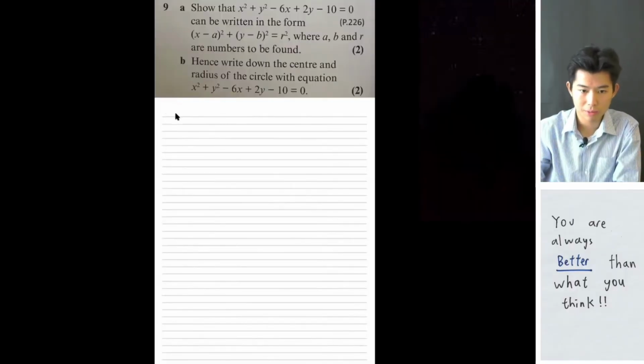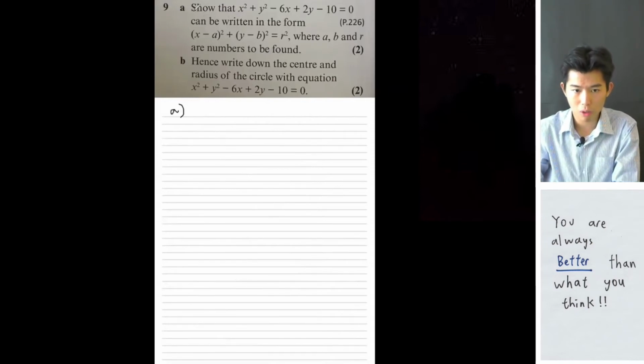Okay, let's do this. This question here is from question 9 in the textbook. In the first part, they want us to show that x squared plus y squared minus 6x plus 2y minus 10 equals 0, and to write this into the form (x minus a) squared plus (y minus b) squared equals r squared.